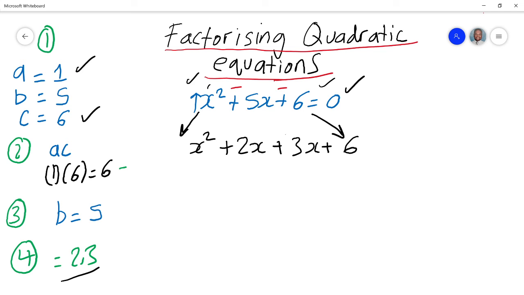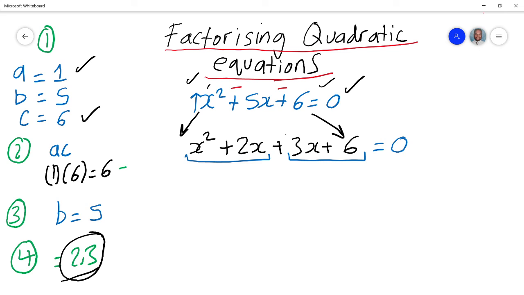And then what I'm doing is I've used the 2x and 3x and put it there, because the other factors when I add will give me 5x. The next thing we need to do now is factorize in pairs. What do I mean by that? We factorize this pair and we factorize this pair, bearing in mind that it's equal to 0.